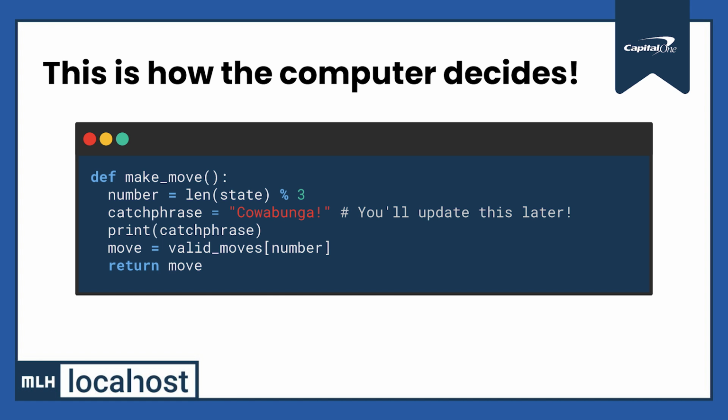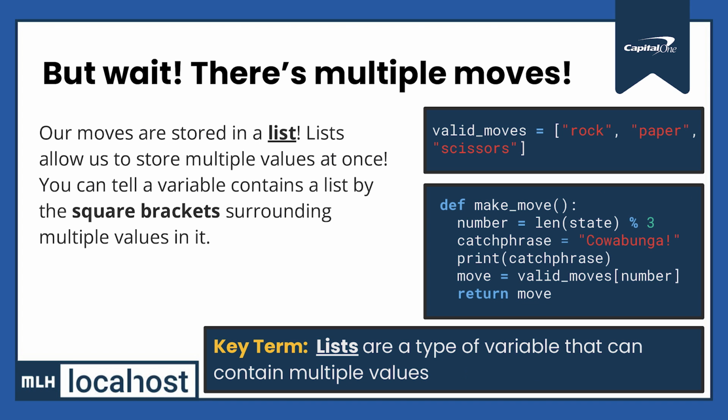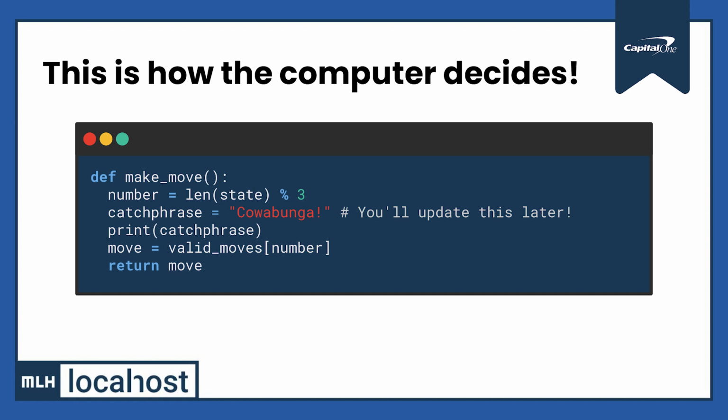First up, in this code, we use the length of the game's state to decide which move the computer should play. Now, state just contains a list of our moves, and this means our computer will cycle through different moves: rock, then paper, then scissors. Now, our moves are stored in a list. Lists allow us to store multiple variables at once. You can tell a variable contains a list by the square brackets surrounding it. So, what this code does is it cycles through our moves, it says a catchphrase, and then it uses that move.